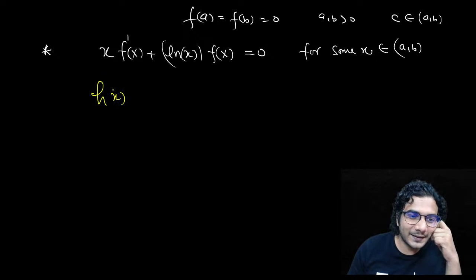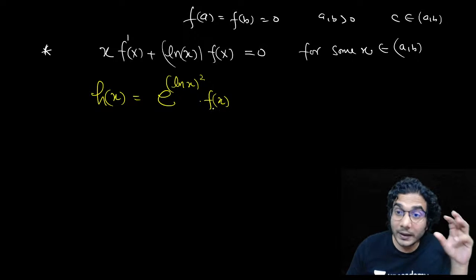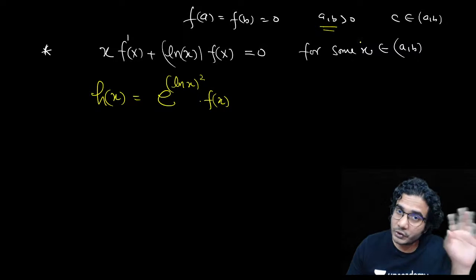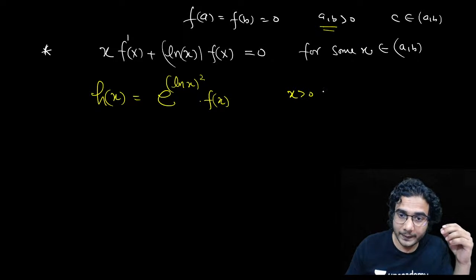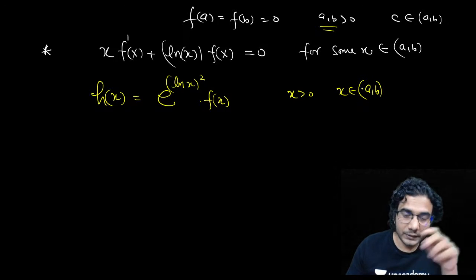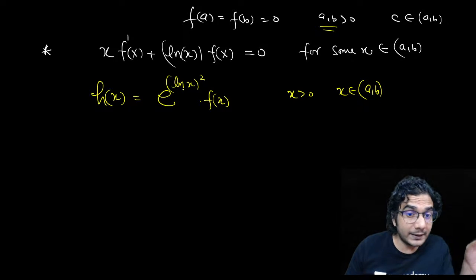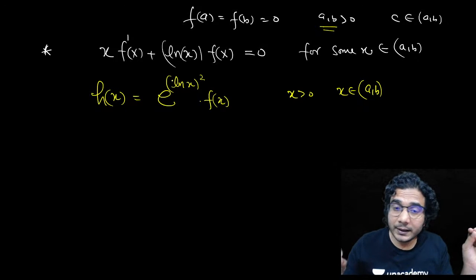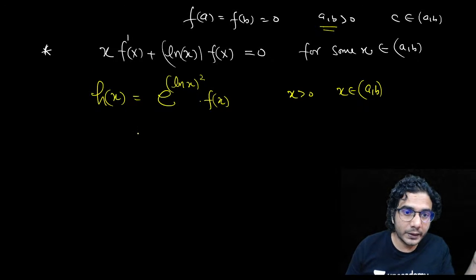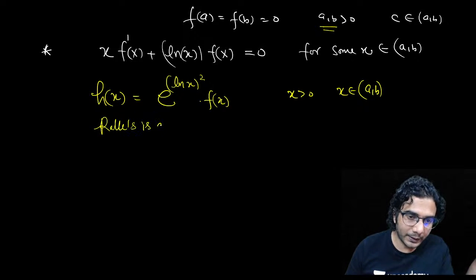So your hx is e raised to ln x the whole square into fx. This is the function, and we can see that a and b are positive, so in this interval where we are applying Rolle's theorem, x is positive. x belongs to a to b. In this interval Rolle's theorem is applicable, and this is a completely differentiable function, because it might have a problem when x is negative. But x is not negative here because log x is involved. So it's perfectly fine. Rolle's theorem is applicable.